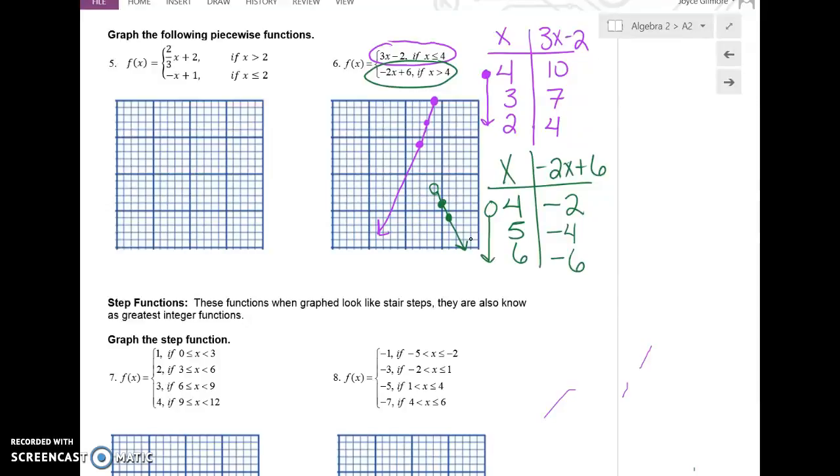So this still covers all possible x values, but it just says that if you are negative 5, 0, all the way up to 4, you're on the purple line. If you are anything larger than 4, you're on the green line.